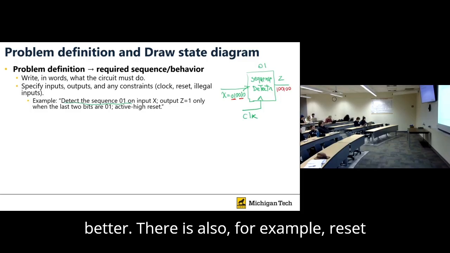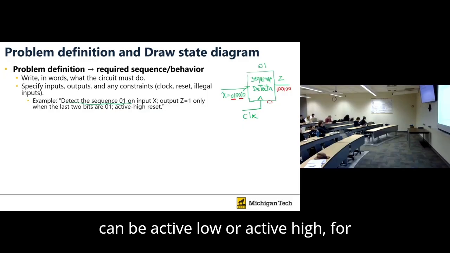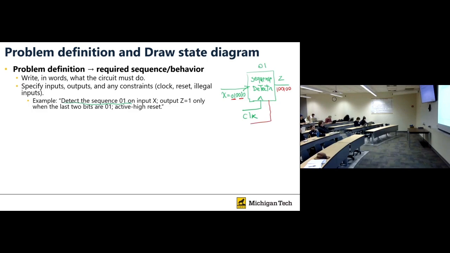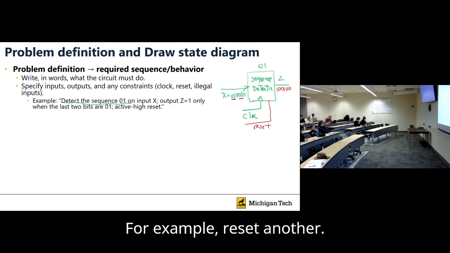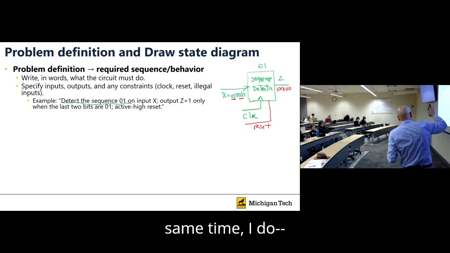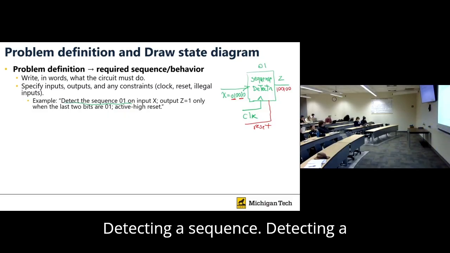There is also, for example, reset as another input. It can be active low or active high. For example, here it is active high. So if it's active high, we don't need to put this. This part is called problem definition, and you need to know the behavior of the system. We're going to do this example step by step. When I explain this step, at the same time I do this example. What is the example? Detecting a sequence.